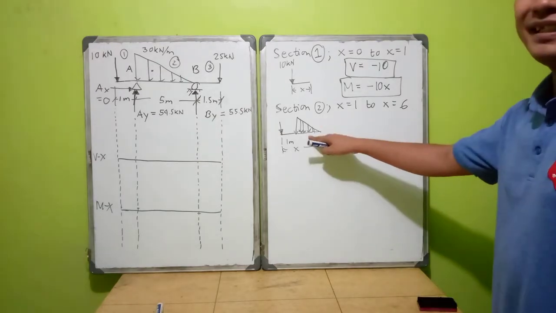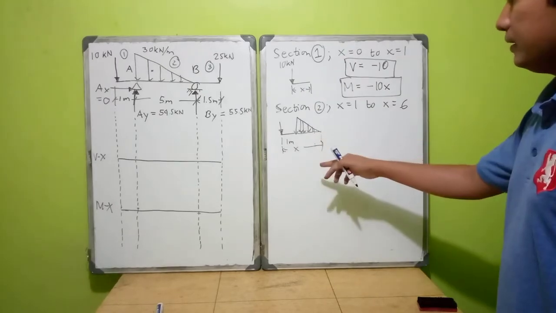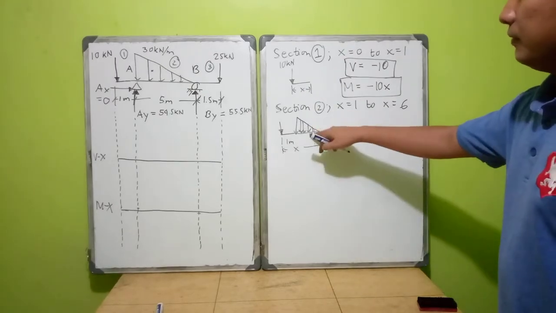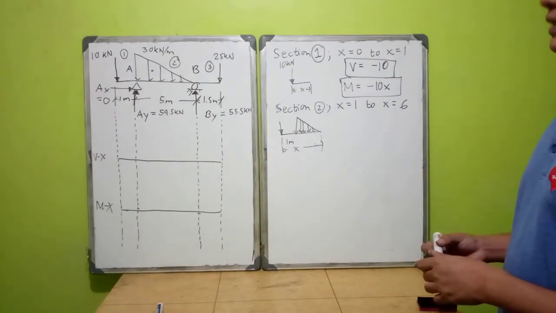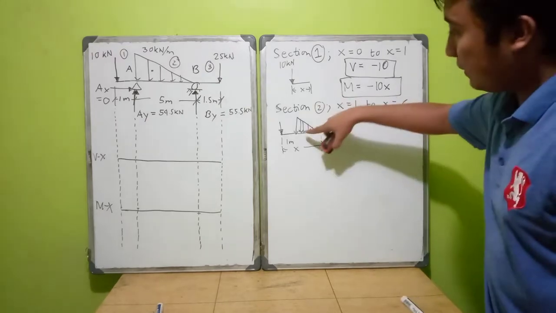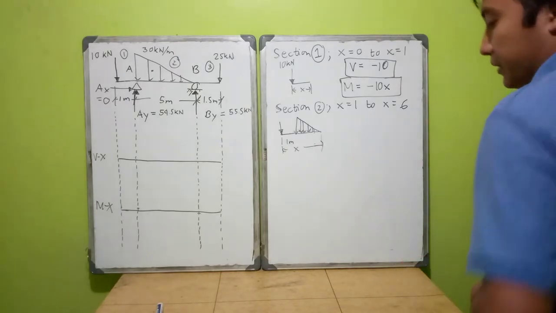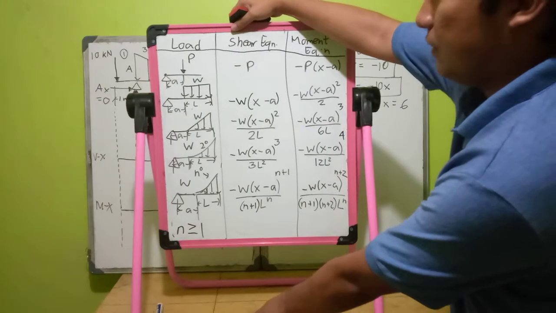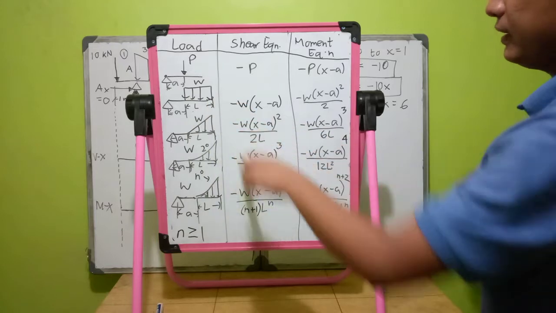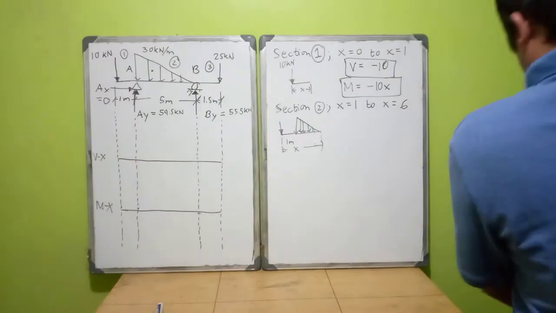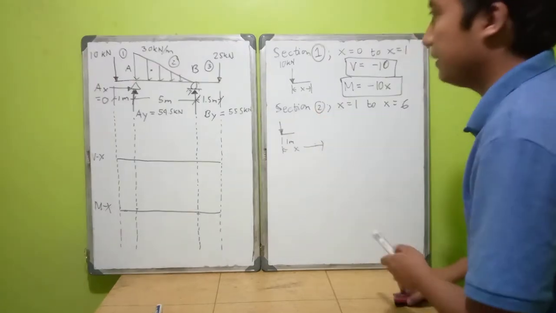Since this is a reverse triangle that is downward, let us convert it. It should be increasing, but since this is decreasing, we cannot use directly those formulas as mentioned here. So this triangular load, we should convert into two components.